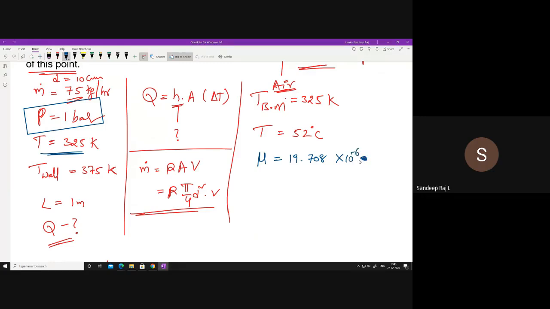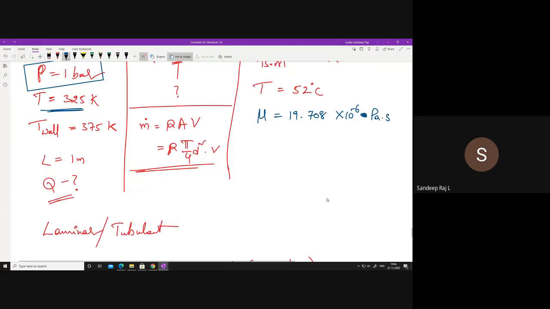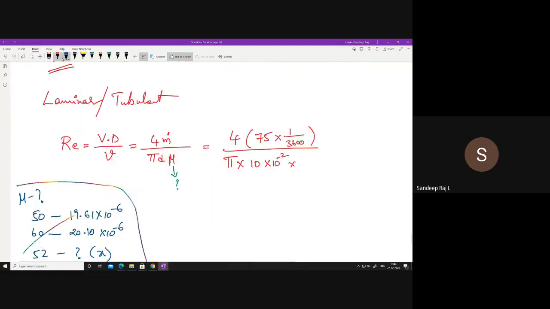What is this? This is taken as mu, the dynamic viscosity, Newton second per meter, Pascal second, you can write. Or Newton second per meter square. Both are the same only. So once you know this mu value, you have to substitute it here, 19.708 into 10 to the power of minus 6. From this, you will get the value of the Reynolds number. Tell me what is the Reynolds number value?